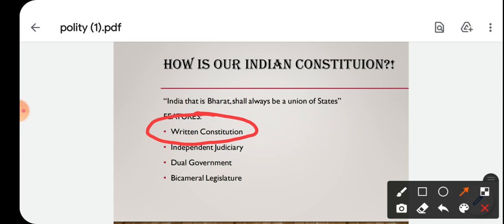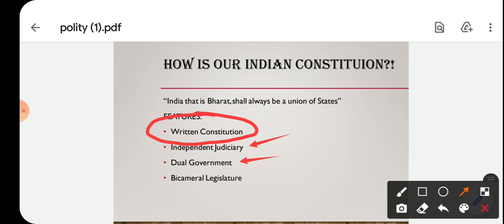Okay, and we have an independent judiciary. The judiciary is not bound by anyone. The government cannot interfere in judicial matters. Okay, and we have the idea of dual government. We have already discussed what dual government is, which includes both the center and the state.